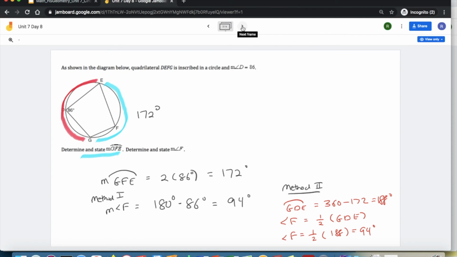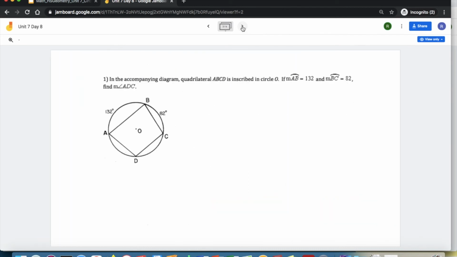Let's take a look at one more question. In our third question, we're given an accompanying diagram, and let's label this our third question. We have quadrilateral ABCD inscribed in circle O. We're told the measure of arc AB is 132, and the measure of arc BC is 82. We're asked to find angle ADC.